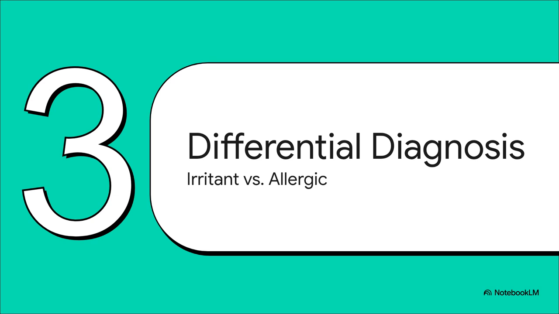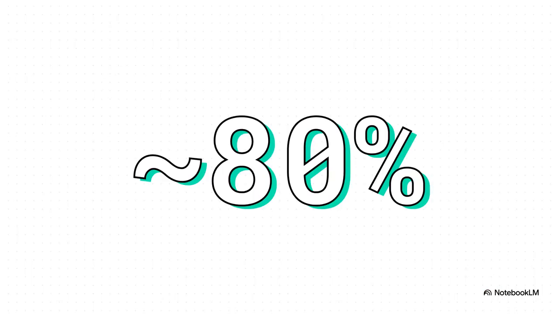Okay, so now we arrive at the most common fork in the diagnostic road. Is this a true immune-mediated allergy, or is it just direct tissue damage from a simple irritant? Getting this right is crucial. And before we go any further, this number is absolutely critical to remember. Around 80% of all contact dermatitis is irritant contact dermatitis, ICD. That means the vast majority of these cases are not immune-mediated and therefore will be completely negative on a patch test. This one fact frames our entire diagnostic approach.